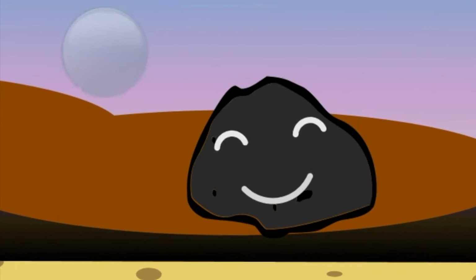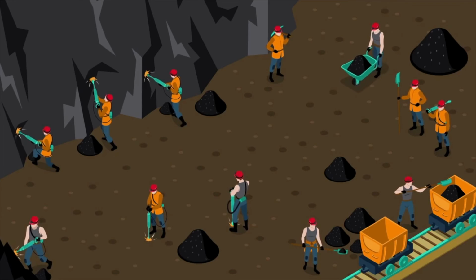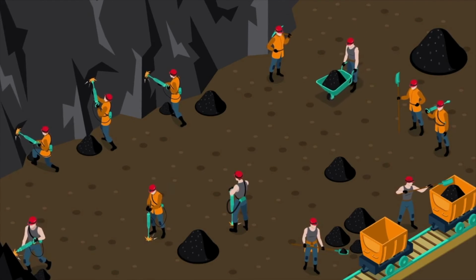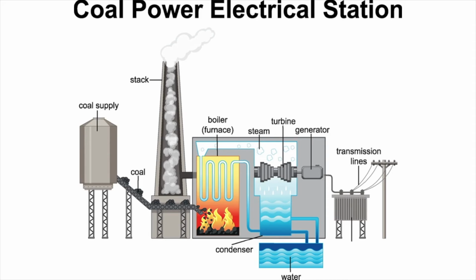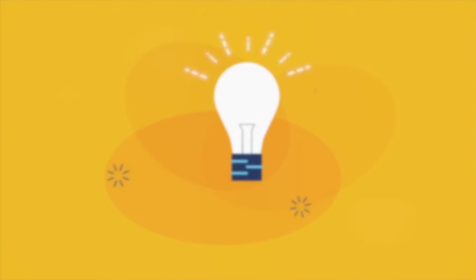This is coal. Coal is used in power electric stations to give us electricity and light.